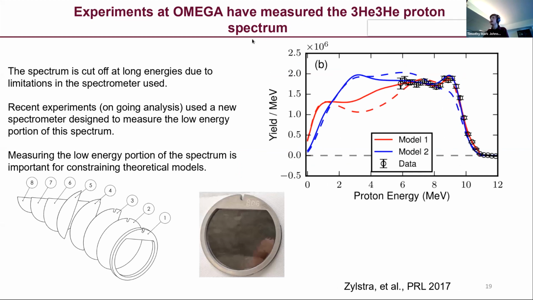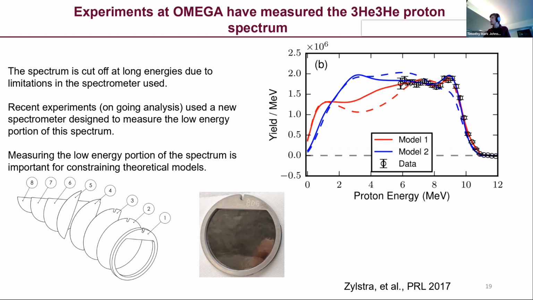So experiments at Omega have measured the helium-3 proton spectrum. The results of this are shown on the right-hand side here. We see a plot of just the energy spectrum. And the experimentally observed data is shown in black here. And the lowest energy that it can see is about 6 MeV. And this is just a limitation of the spectrometer that was used for this measurement.